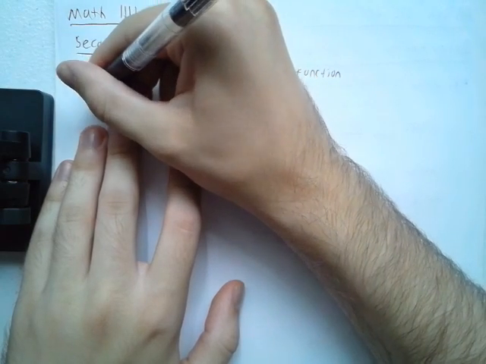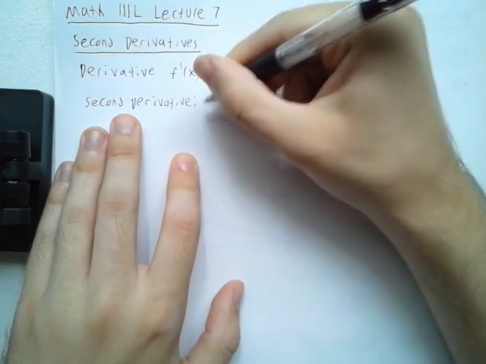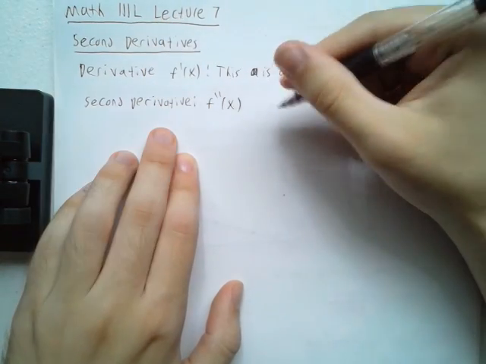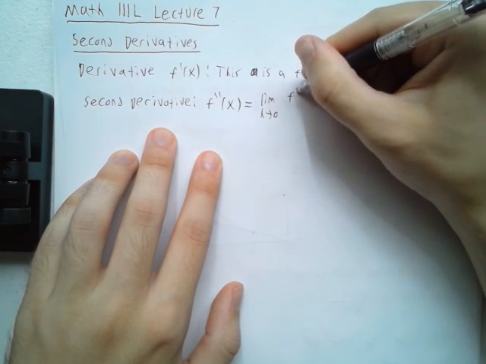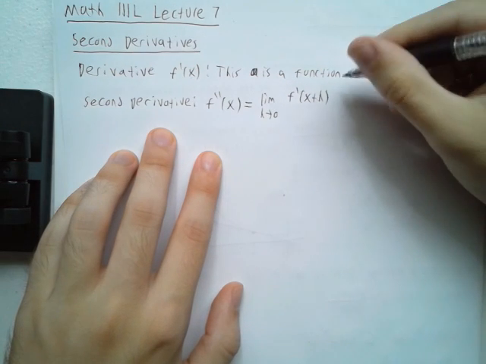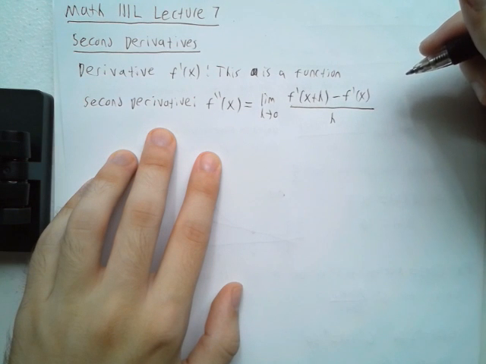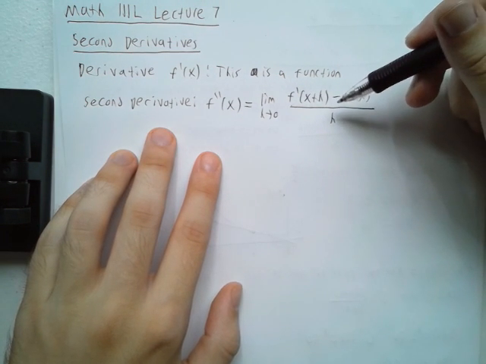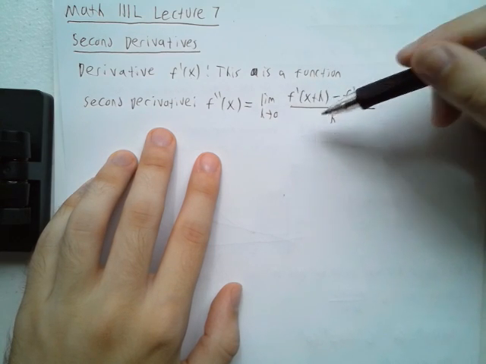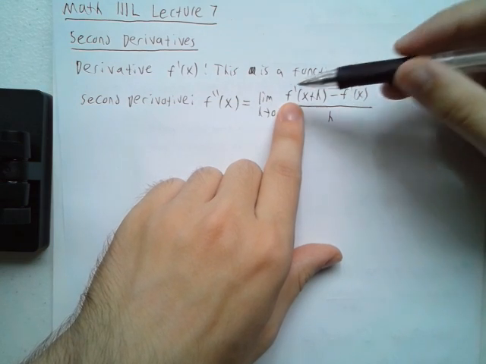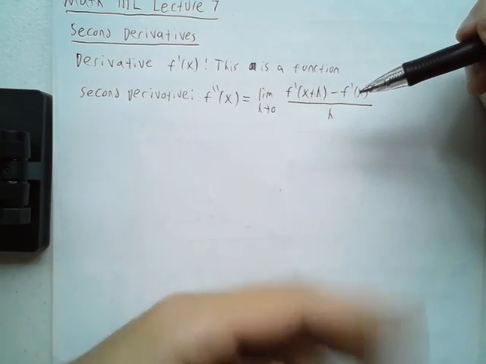So we denote this with f double prime of x, and this is equal to the limit as h goes to 0, f prime of x plus h minus f prime of x, all divided by h. So this is exactly the same form as the first derivative, right? Except instead of having f here, we have f prime, because we're taking the derivative of the derivative.